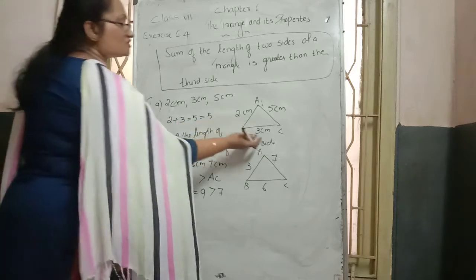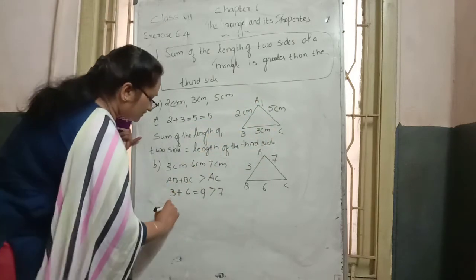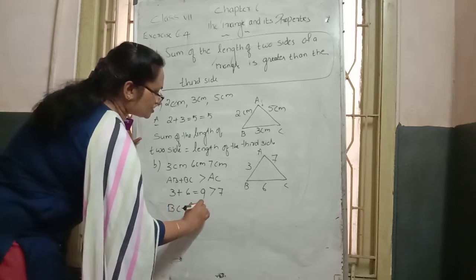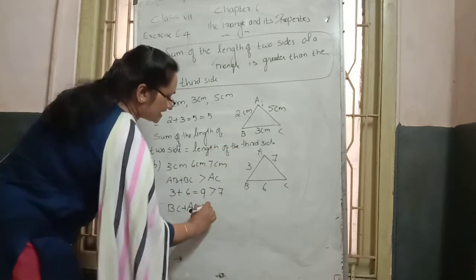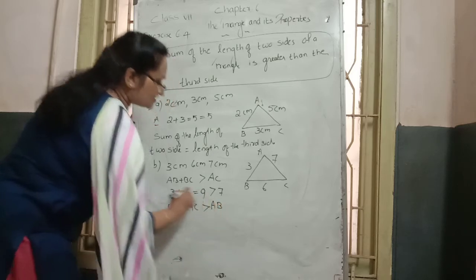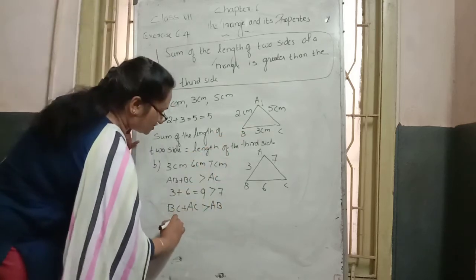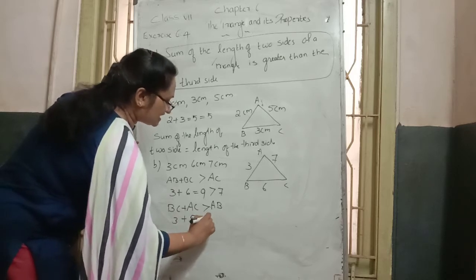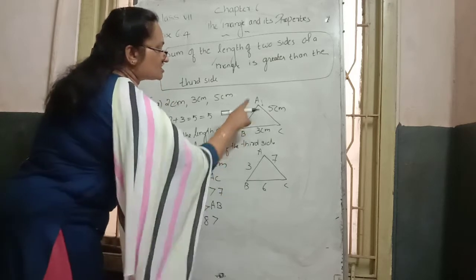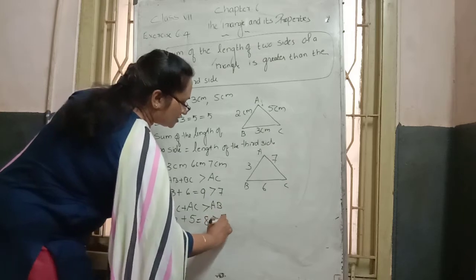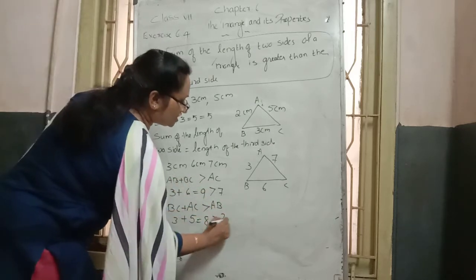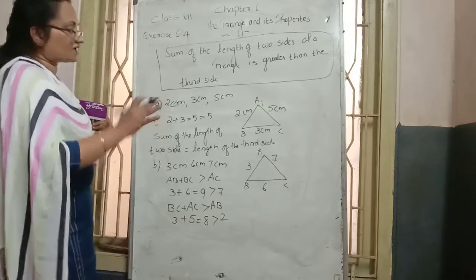In the same way, suppose we take BC and AC. What about BC plus AC? Is it greater than the third side? At that time we consider the third side as AB. BC is 3, AC is 5. 3 plus 5 comes to 8. 8 is greater than the third side AB, which is 2. Yes, 8 is greater than 2. That's why we can write 3 ways.